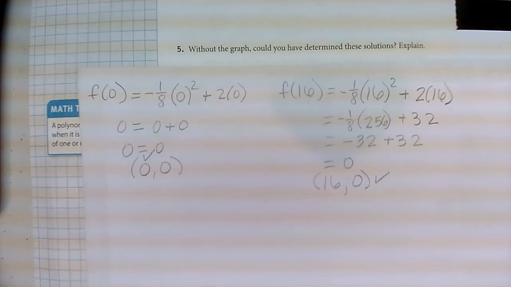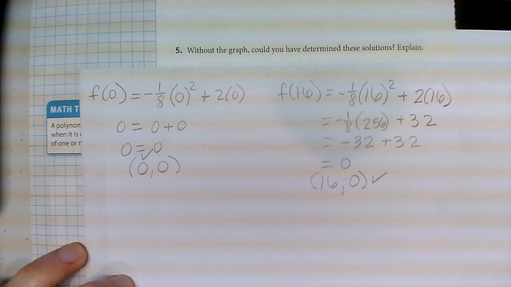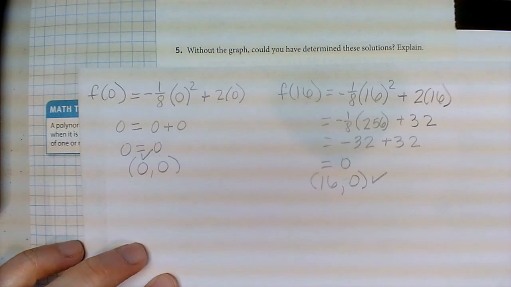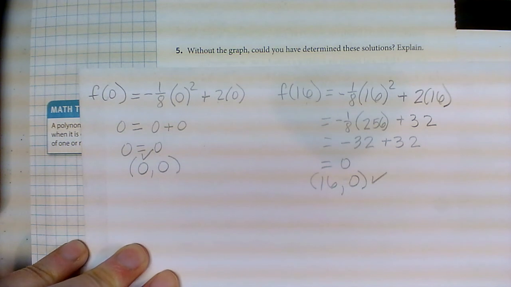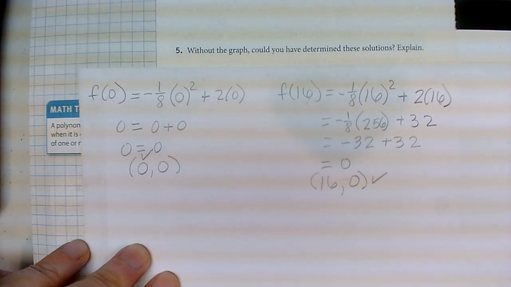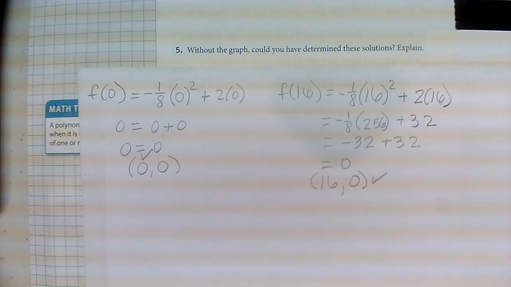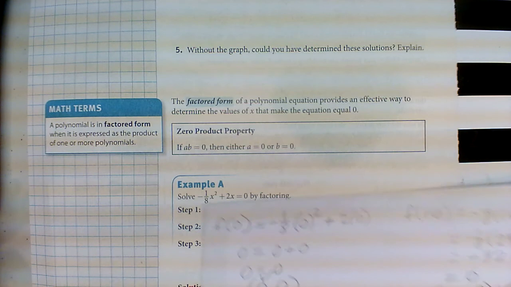Number 5 is saying, without the graph, could you have determined these solutions? You could. It would take a while because you essentially are just doing guess and check. So I could probably guess an x value of 0, because it's pretty straightforward. I probably launched from the ground. But that's not always the case. Maybe I put it on a platform before we launched it. It would be kind of difficult to guess 16 as an answer choice without actually seeing the graph. So guess and check is an option, but it takes forever.